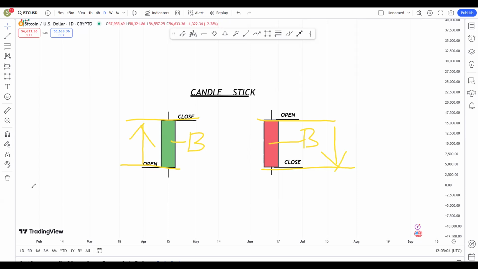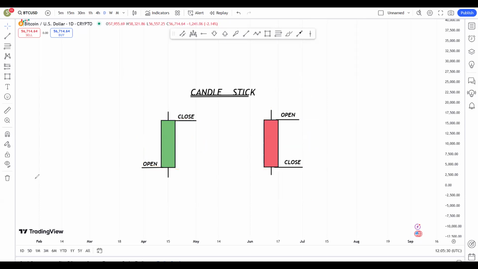Are you with me? Now these tiny drawings you are seeing right here are called shadows. You can call them shadows, and you can also call them wicks. Are you with me, guys? This is how the candlestick operates, and I'm going to show you how it prints out on the real chart.